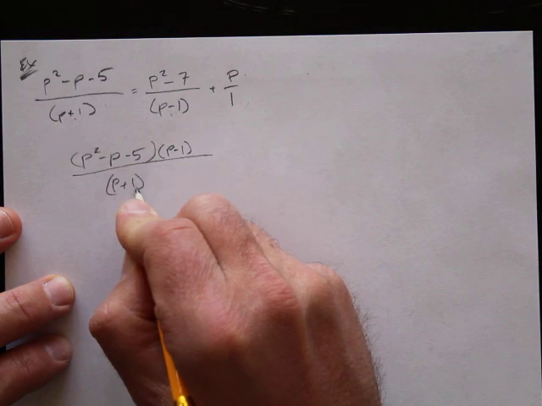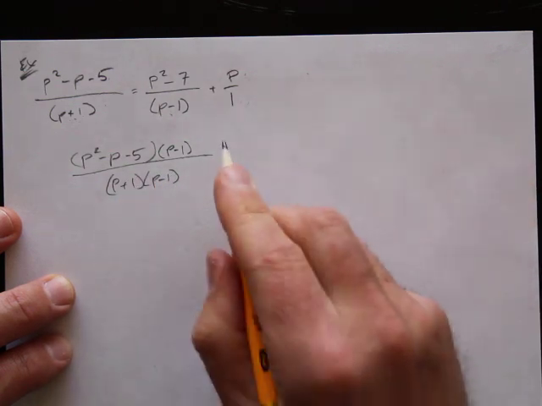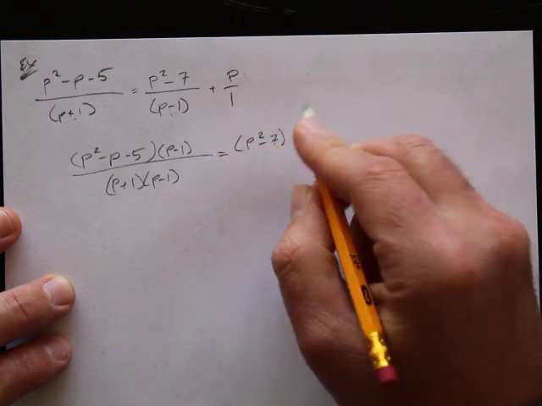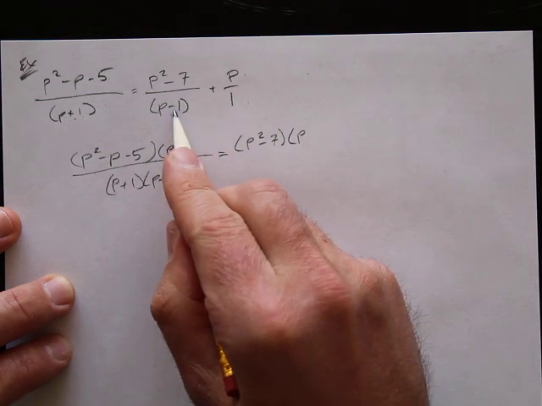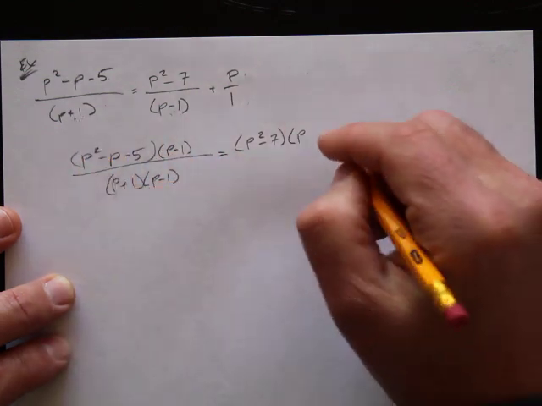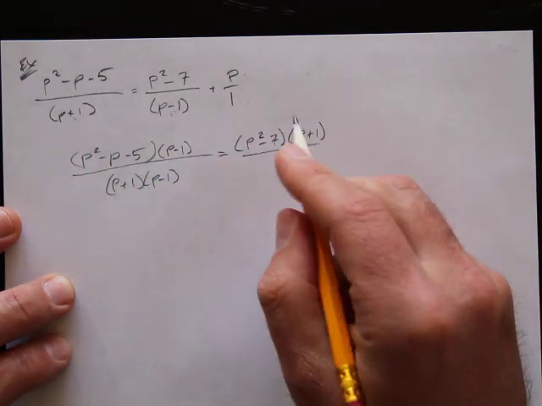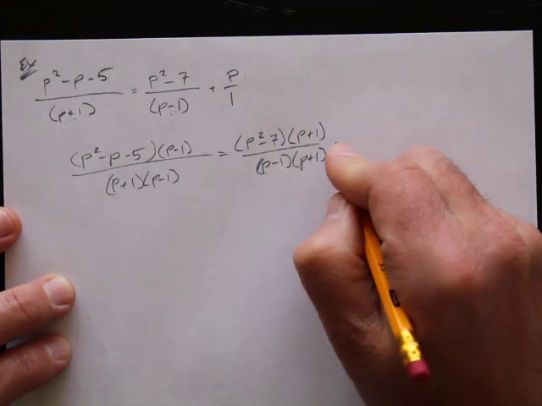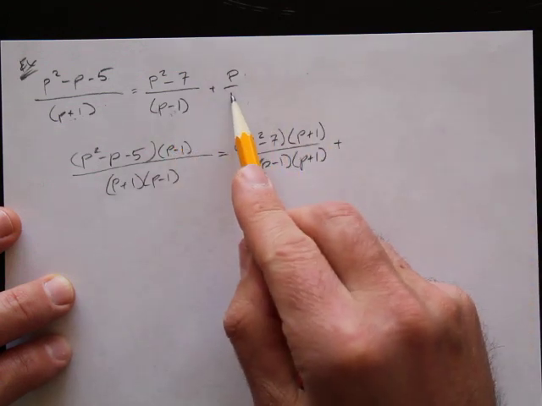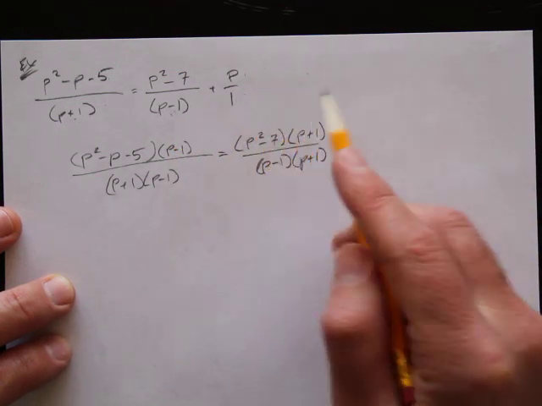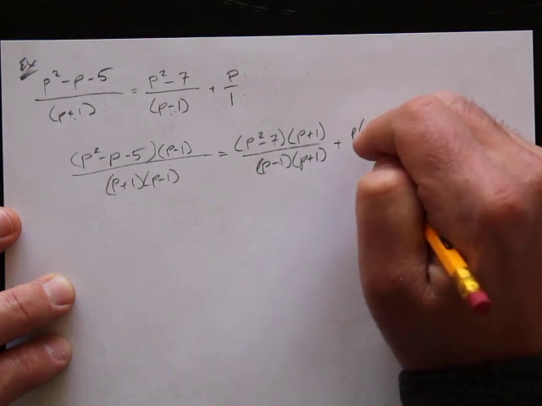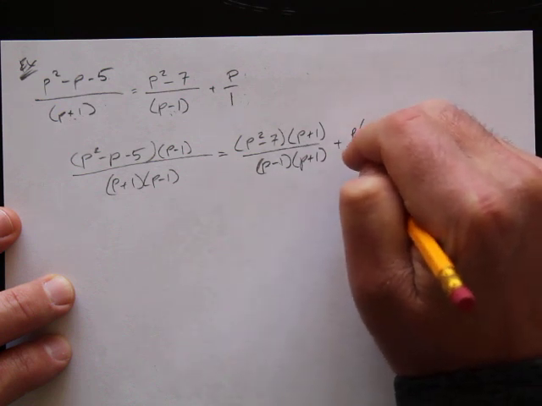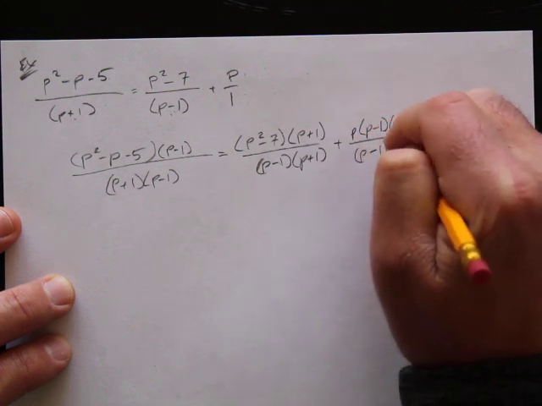P plus 1, p minus 1 equals p squared minus 7 times p. I need to multiply this one, top and the bottom, by p plus 1. So p minus 1, p plus 1. Plus, now this one needs to be multiplied by both of these, top and bottom. So p times p minus 1, p plus 1, over p minus 1, p plus 1.